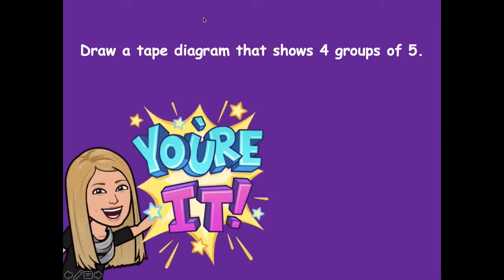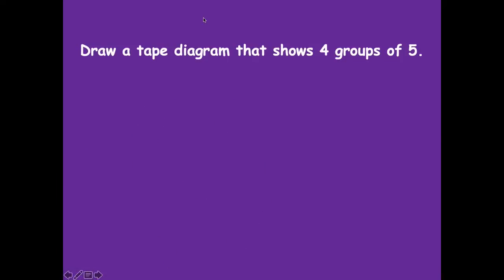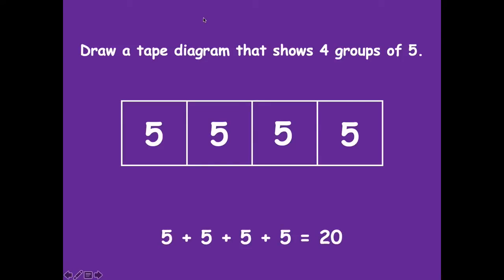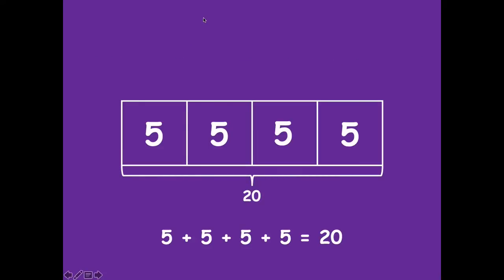Go ahead and pause the video, draw your tape diagram that's 4 groups of 5, and then click play when you're ready for the next step. All right, friends, pause if you need more time. Here is my tape diagram of 4 groups of 5. My repeated addition sentence is 5 plus 5 plus 5 plus 5 equals 20. So we can show this total is 20. So 4 groups of 5 is? That's 20. Awesome.